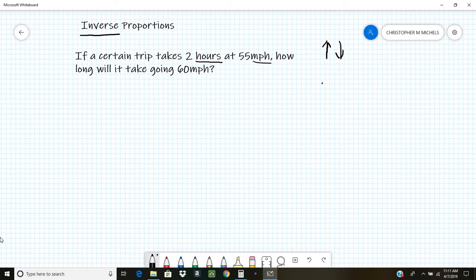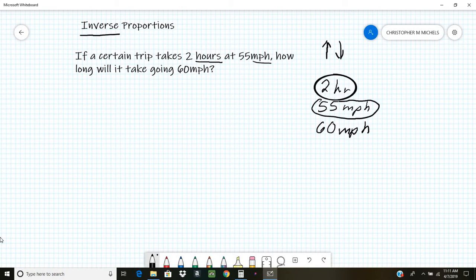Okay, so again, if you want to list the information off to the side, we got 2 hours, we got 55 miles per hour, and then we got 60 miles per hour. So they compared initially the 2 hours with the 55 miles per hour, so that's what goes together. Okay, so we're going to solve these. These are almost the exact same thing as direct proportions, in that the first steps are the same. You find what goes together.